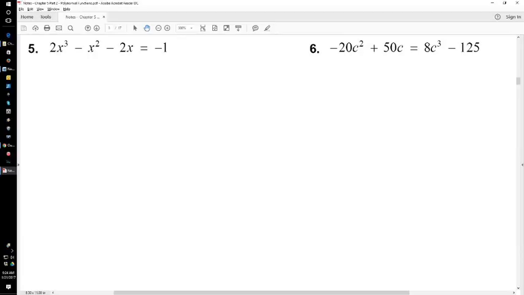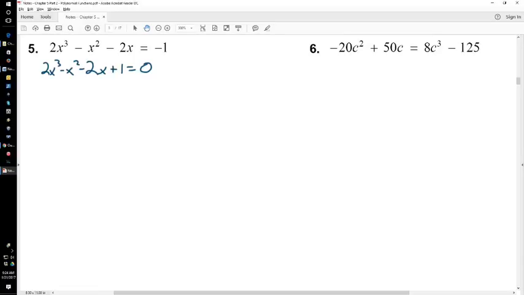Alright, for the last two on the page, the last two for this recording, again, everything to one side, start factoring. So for this one, move the 1, we've got 2x cubed minus x squared minus 2x plus 1 equals 0. And then we're going to try and divide out. For this one, I'm going to factor this one by grouping.